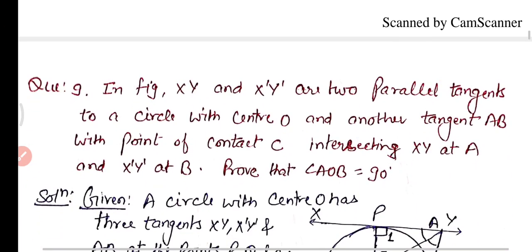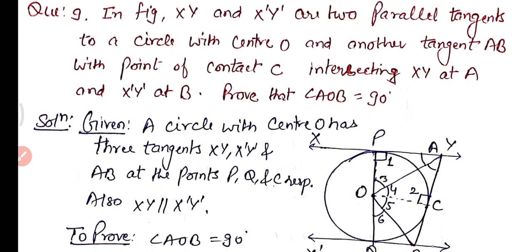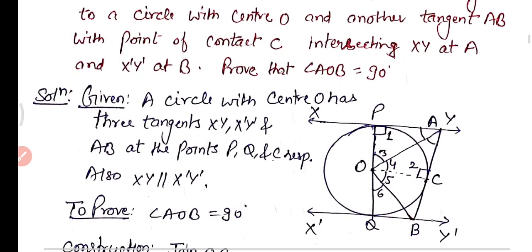In question number 9, you can see on the screen we are given a figure in which XY and X'Y' are two parallel tangents to a circle with center O, and another tangent AB with point of contact C intersecting XY at point A and X'Y' at point B. Prove that angle AOB equals 90 degrees.